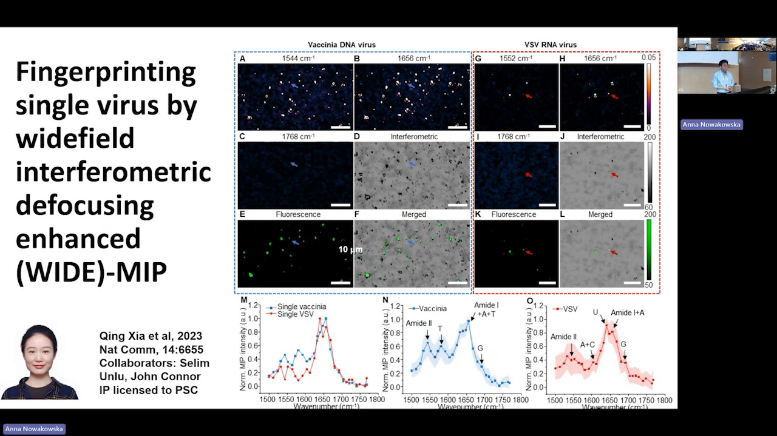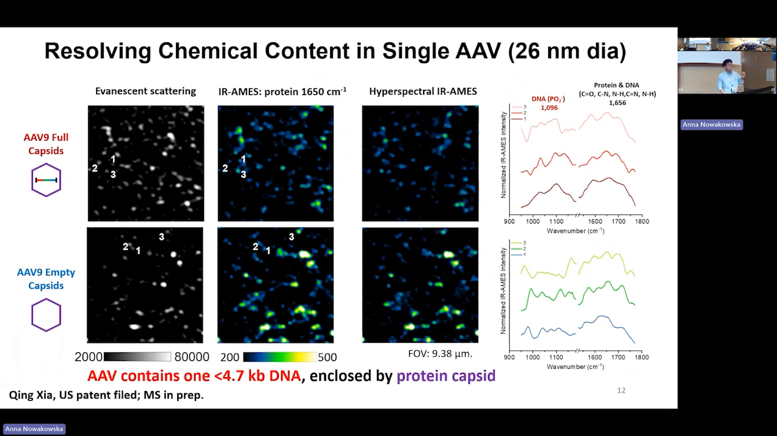fingerprinting of single particles, like a single virus of 100 nanometers or smaller in diameter. We can differentiate RNA virus versus DNA virus based on the chemical content, right? So this allows people to do typing of viral particles. And the team, the postdoc working on this, have recently pushed the technique to the single molecule level. Here I give you one example: we can measure a single DNA molecule in an AAV, which is only 26 nanometers in diameter. Here we're using the phosphate group to measure this DNA molecule.